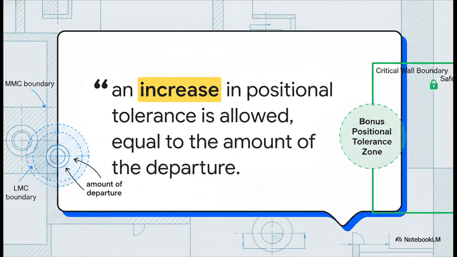So the absolutely crucial takeaway here is that perfect form is required at LMC, but there is no requirement for perfect form at MMC when toleranced this way. As the hole gets smaller, meaning it's departing from its maximum diameter, LMC, you actually gain extra positional tolerance, or bonus tolerance, all while keeping that critical wall boundary perfectly safe.